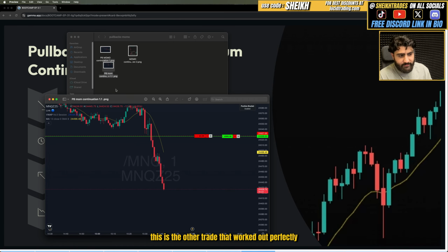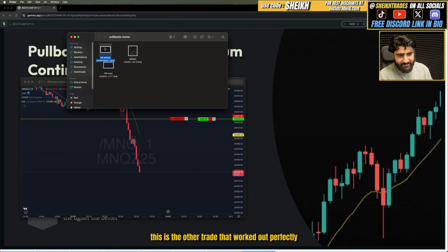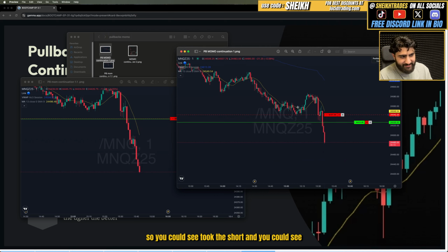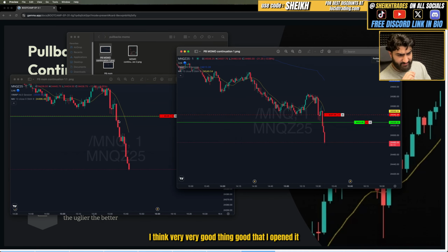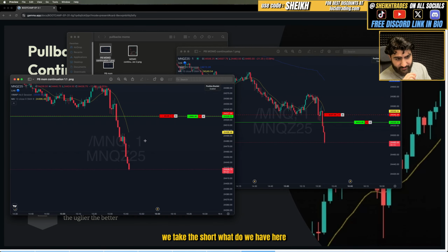There you go. Well, yeah, this is the other trade that worked out perfectly. This is the continuation of that. So you can see I took the short, and I think it was very, very good that I opened it. We take the short. What do we have here? The second pullback of the move.